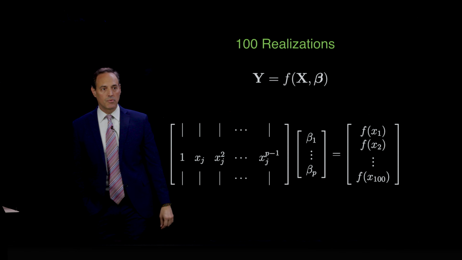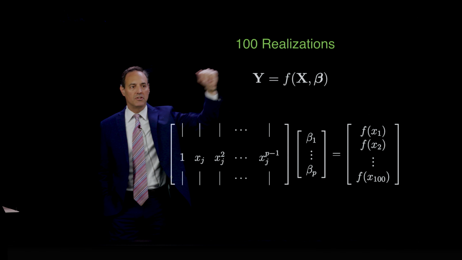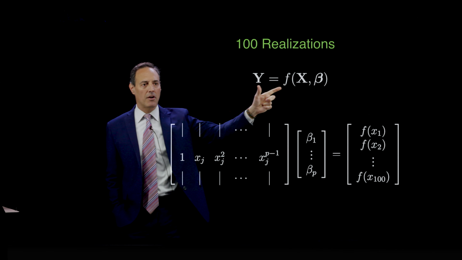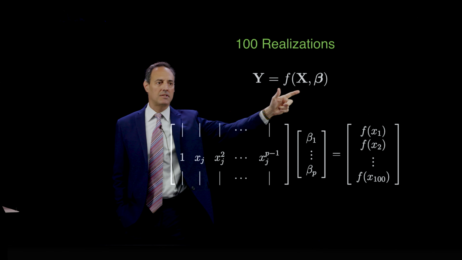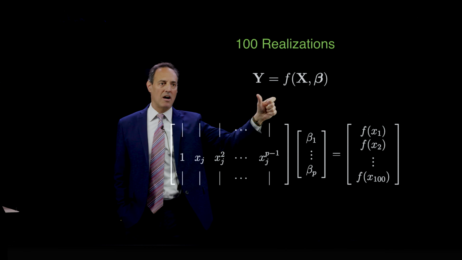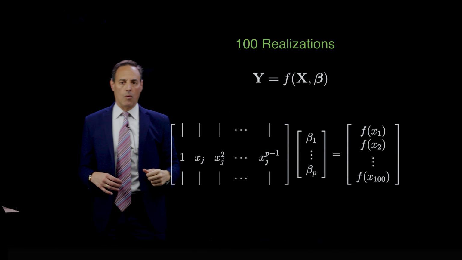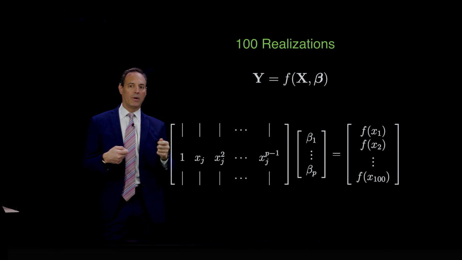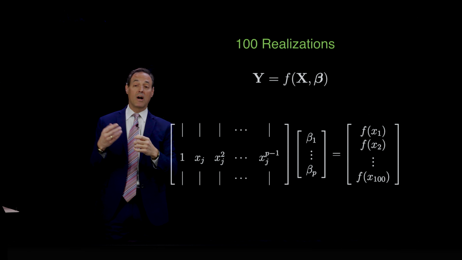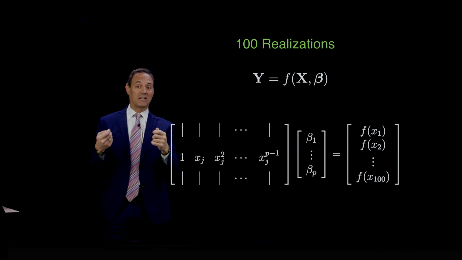Okay, so here is what we're going to do. We're going to do 100 realizations of data. We're going to build a model here, y equals f of x, beta. So I have some inputs and outputs. What I'm mapping is my data points to some output. Remember, I have f of x is equal to x squared.